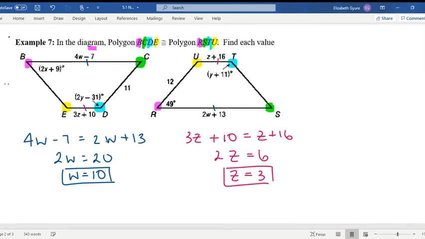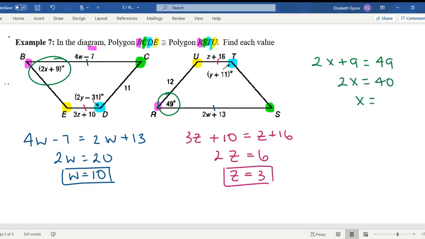Somebody else, what's another equation we could set up? How could we maybe solve for X? What could we set 2X? Guys, stop talking, please. What could we set 2X plus 9 equal to? Evelyn? 49, exactly. Isn't angle B going to have to be congruent to R? So set that equal to 49. 2X equals 40, and then X equals 20.